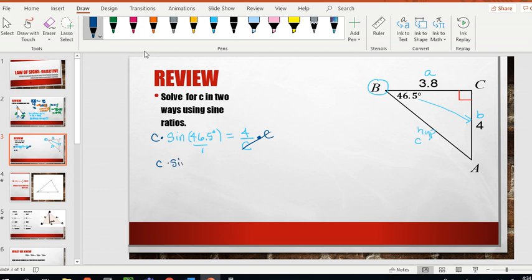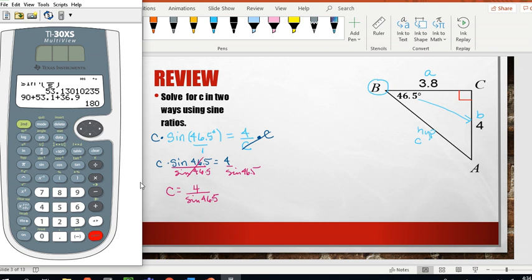C sine 46.5 equals 4. And then I would divide by what's attached to C, sine 46.5. This cancels, all right? So C equals 4 over sine 46.5. There are times that I will make this a multiple choice answer. Instead of giving you the actual answer, you actually have to have it in terms of sine, all right? If that's the case, you're done at this point.